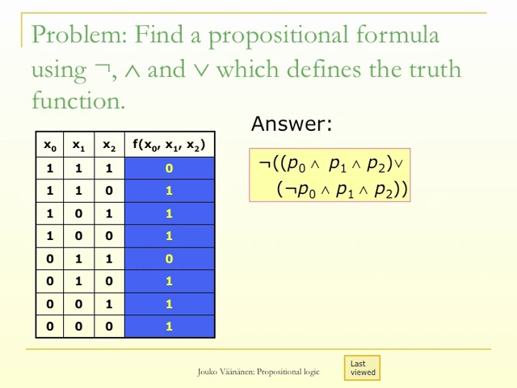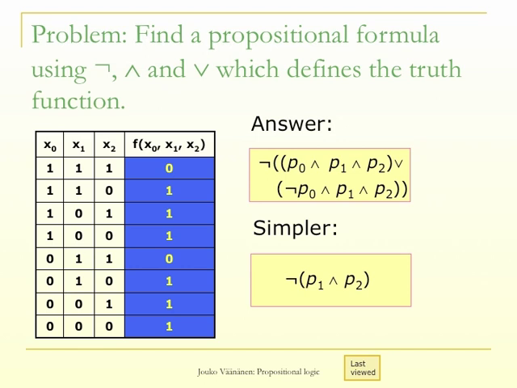The final formula is not, (p0 and p1 and p2) or (not p0 and p1 and p2). This formula works, but at the same time it looks suspiciously independent of the truth value of p0. So let us try a simpler formula, not (p1 and p2).